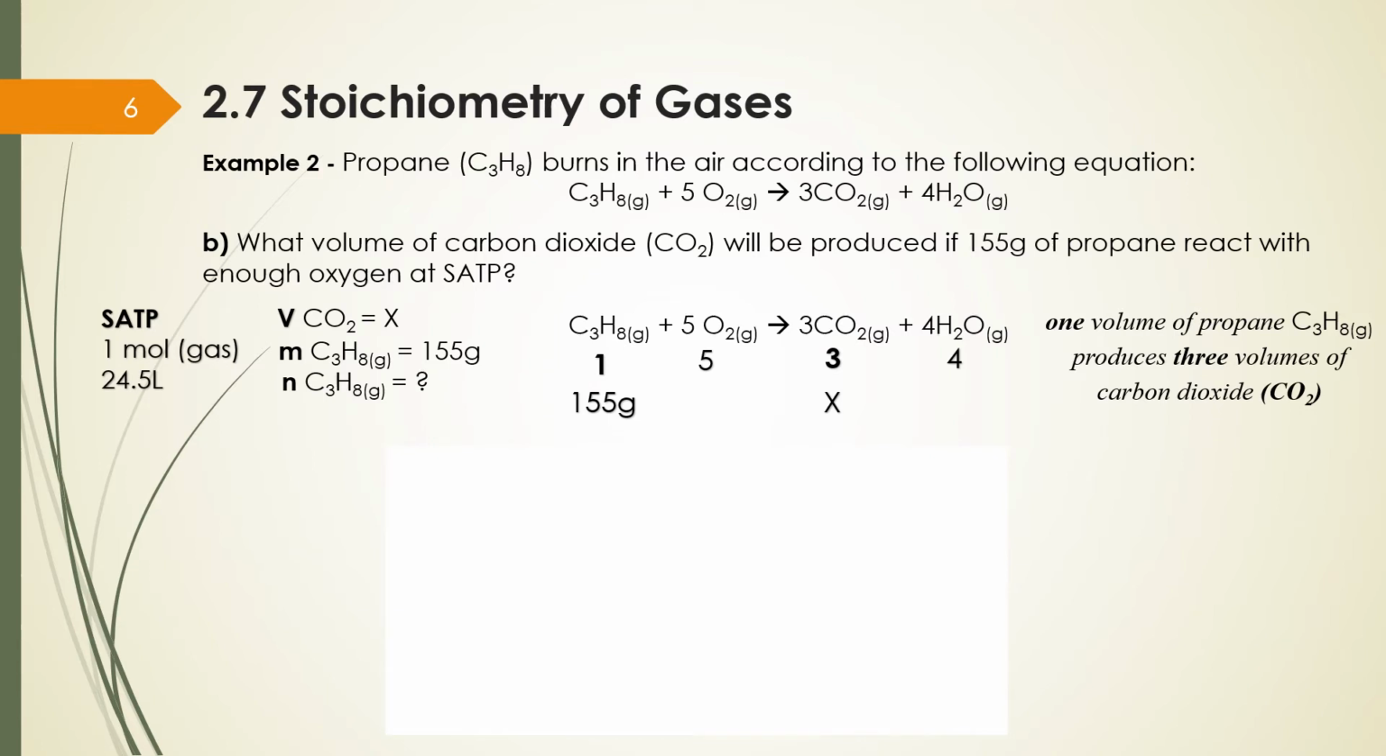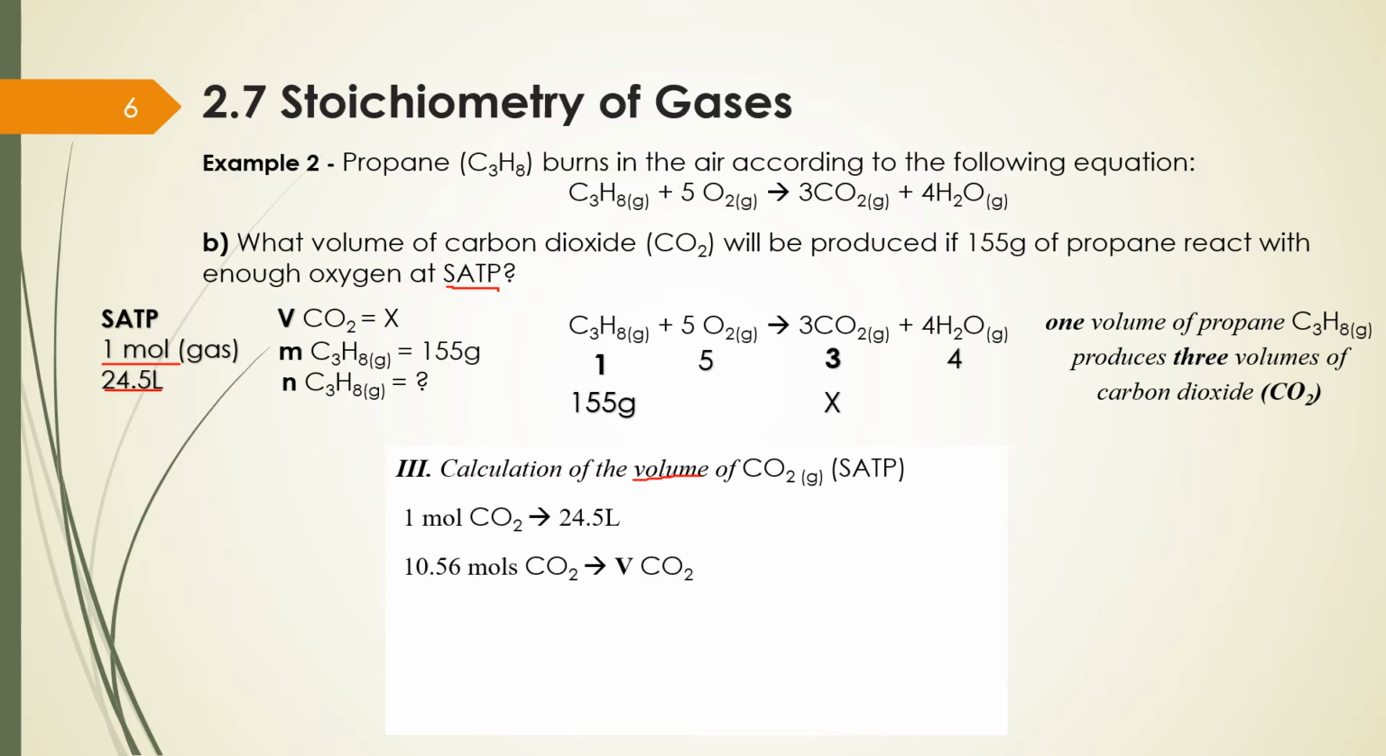And I know it is SATP. So I know for 1 mole of gas, I have 24.5 liters. So if I know the number of moles, I can calculate the volume. So my third step, now the volume of CO2. So before I calculate, 1 mole of CO2 is 24.5 liters because it's in SATP. And I calculated before that I have 10.56 moles of CO2. And I want to know the volume of these moles.